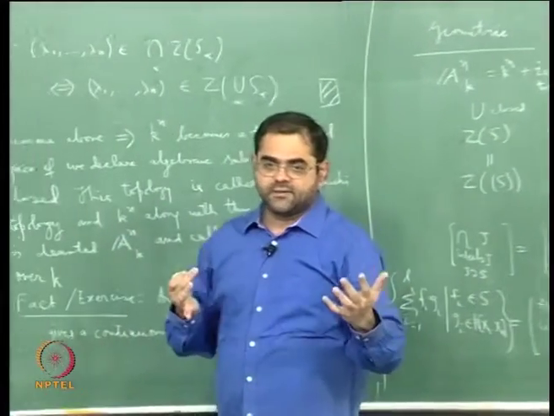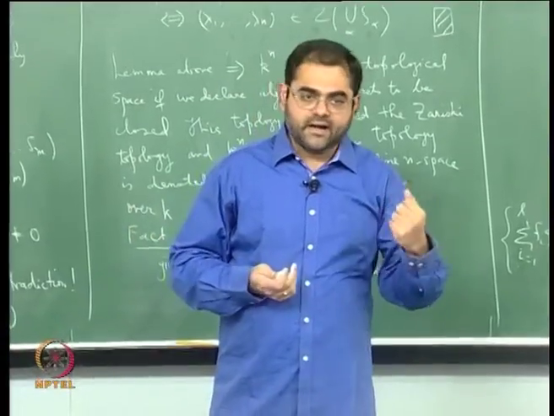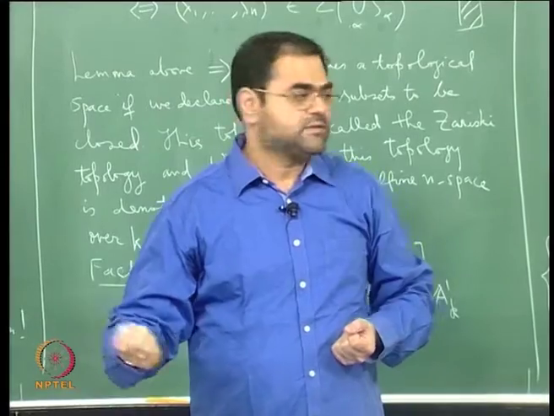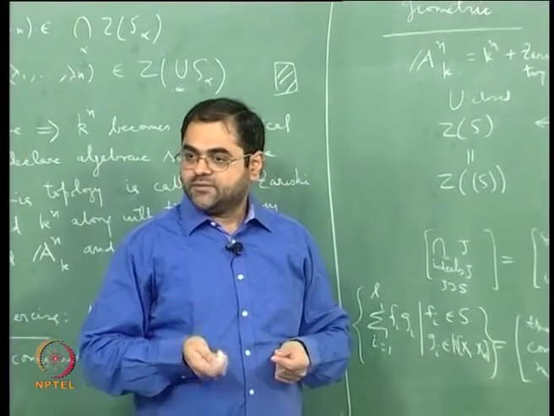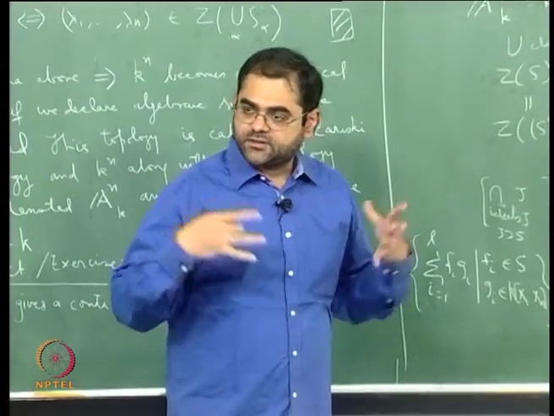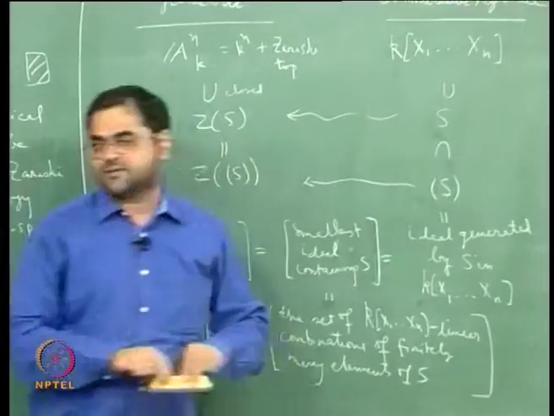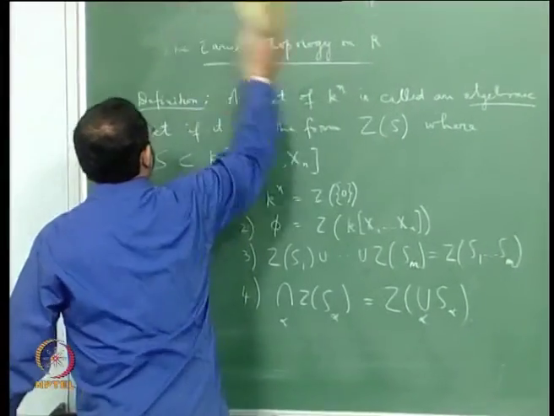So you already have the picture on both sides becoming clearer. On one side you are studying ideals of the polynomial ring in n variables, on the other side you are studying the closed subsets of affine space, okay. So this is how ideal theory enters into the picture, okay, but it doesn't enter without its share of apprehensions, and they are as follows.